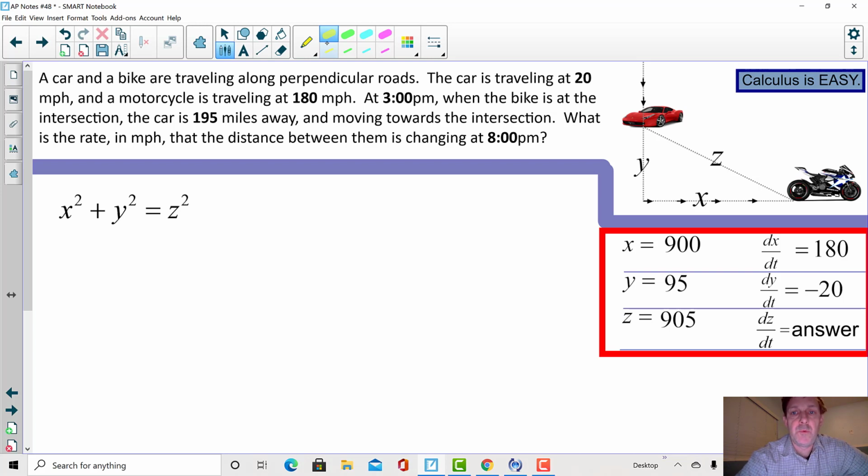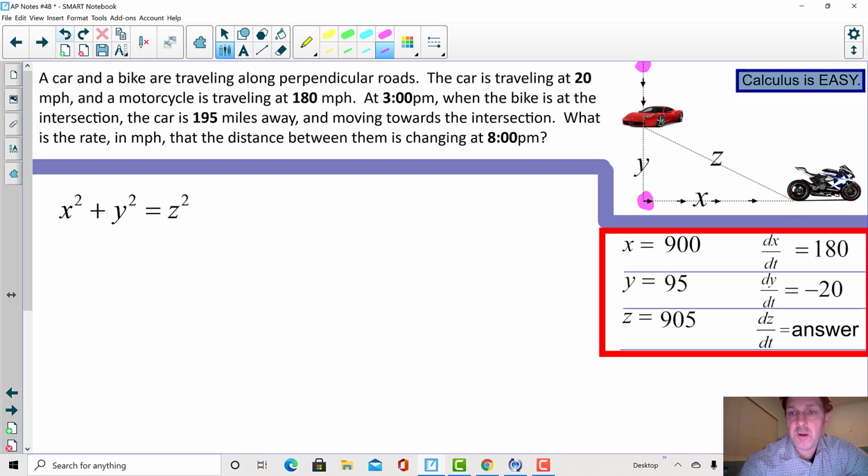At 3 o'clock, the bike is at the intersection, so the bike is starting here at 3 o'clock. The car is 195 miles away and moving towards the intersection. So this is the intersection point right here. It wants to know what is the rate in miles per hour that the distance between them is changing at 8 o'clock. So this is going to be the distance between them at 8 o'clock.